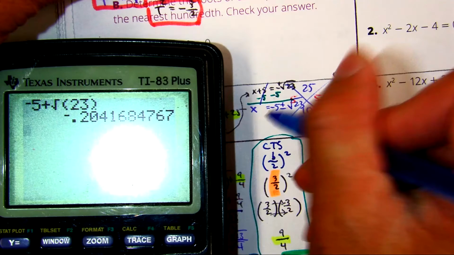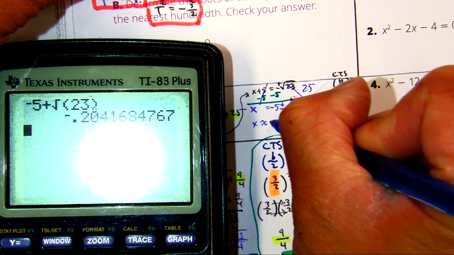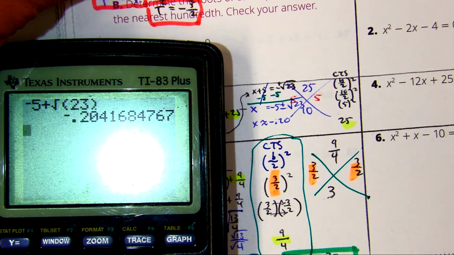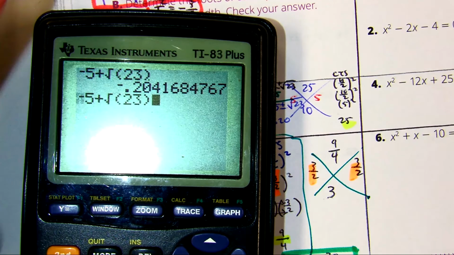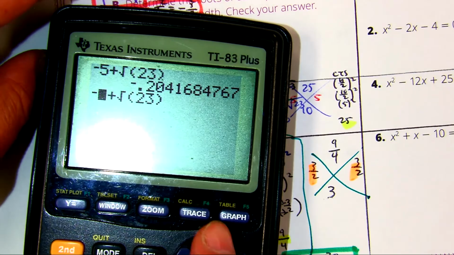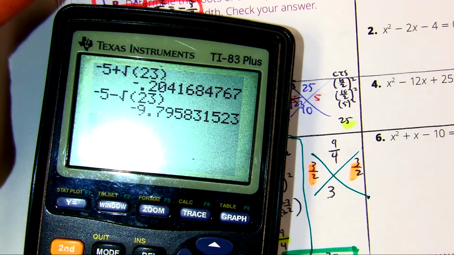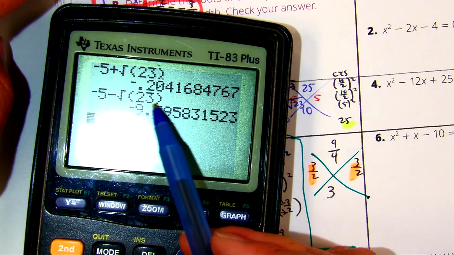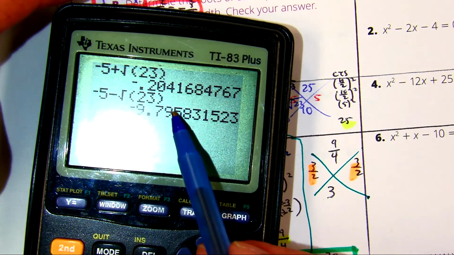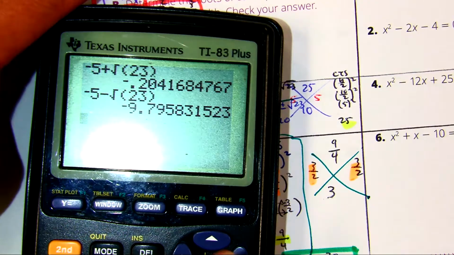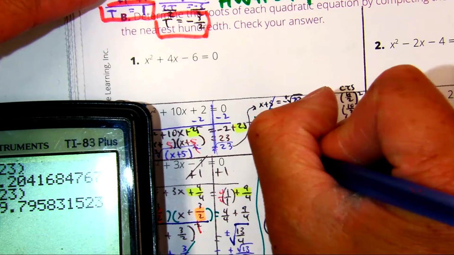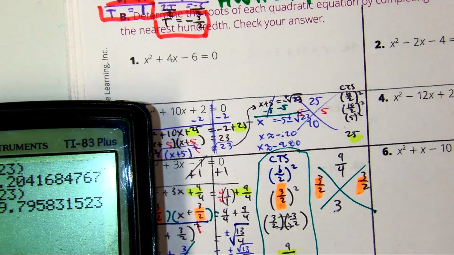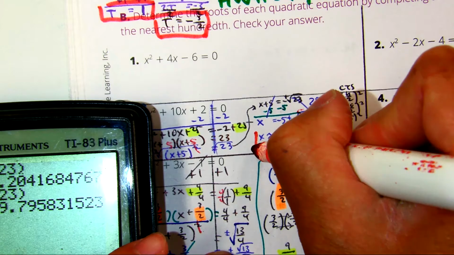I get x is approximately negative 0.20. Raise your hand if you got that. And then if I just do the minus sign, I'm going to get negative. So when you round this number up, if you think about it, it's kind of like 79, and this is rounding up, so it'll be negative 9.80. So here's our two answers rounded to the nearest hundredth.